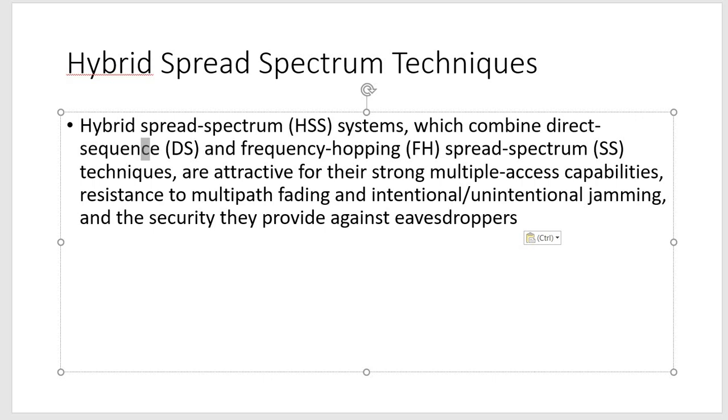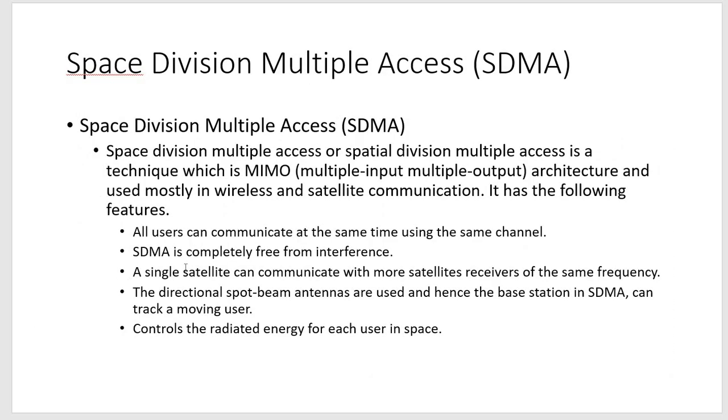Then there is resistance to multipath fading. Last class we already explained what multipath fading is, and intentional and unintentional jamming of the signals, and also eavesdroppers and security. If someone tries to intercept the signals or something like this, then it has a resistance in these hybrid spectrums.